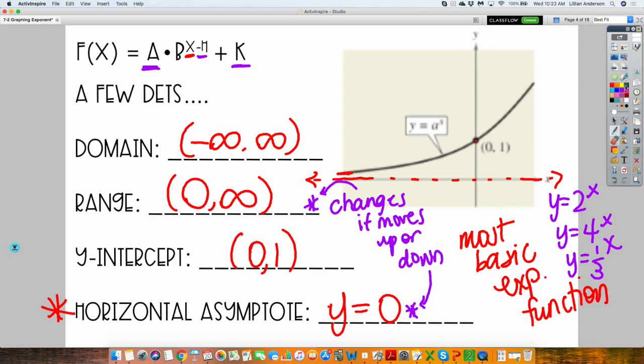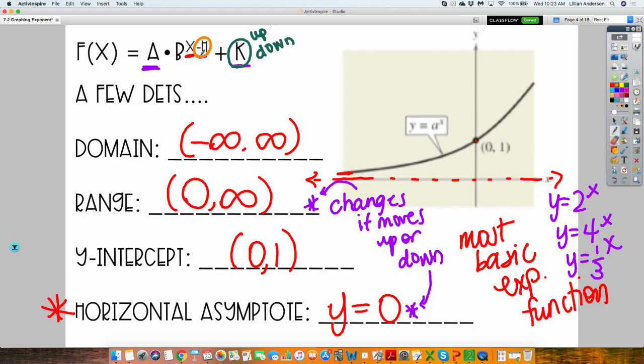Vertically, so that means up or down. So K did that to the quadratic. K is going to do the exact same thing to the exponential function. Okay, it's going to either move it up or down. What did the H do? It made it go left or right.